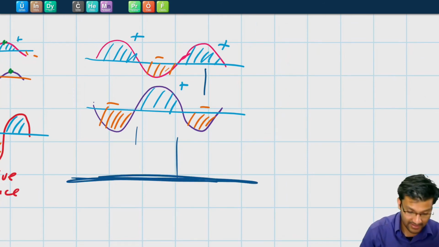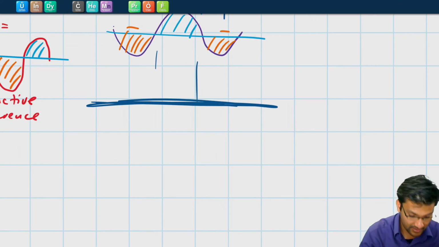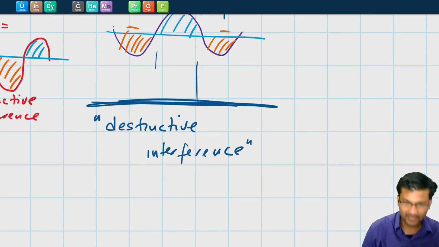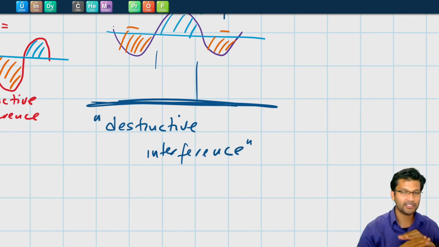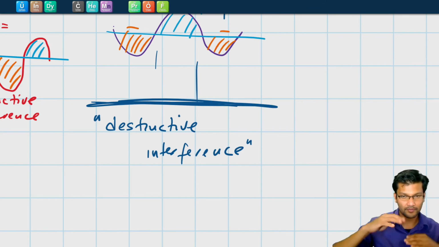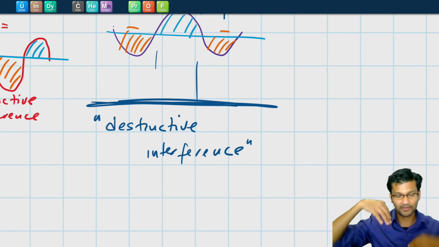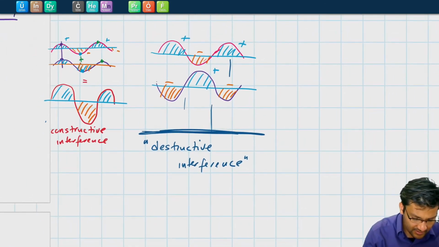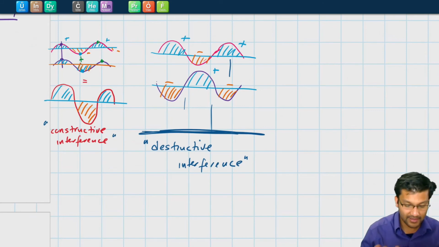And that's another thing that can happen when waves interfere, and this will be called destructive interference, because the two waves destroyed each other because their crests and troughs are quite opposite to each other. So this is a thing that happens with waves.